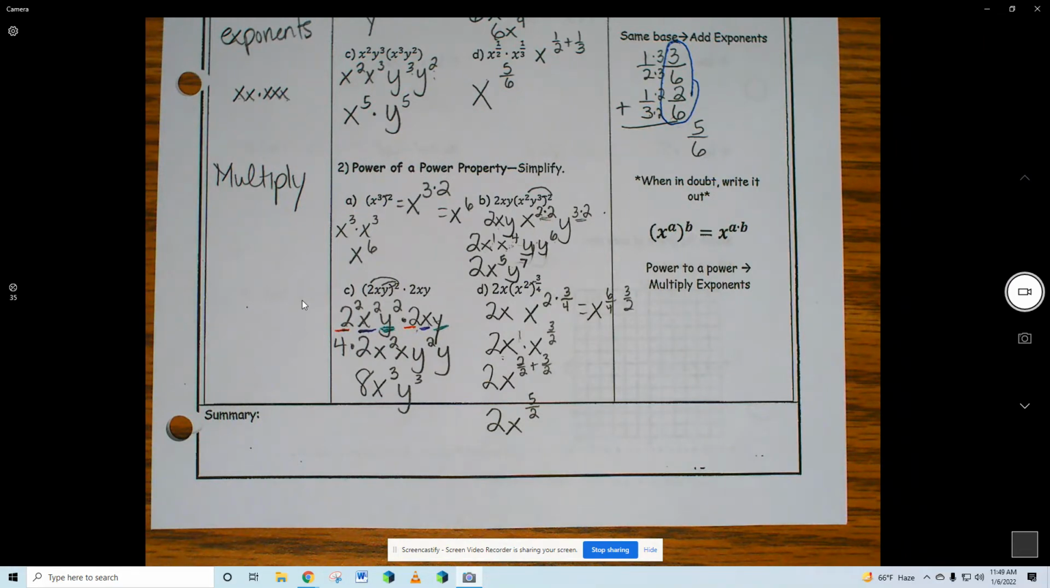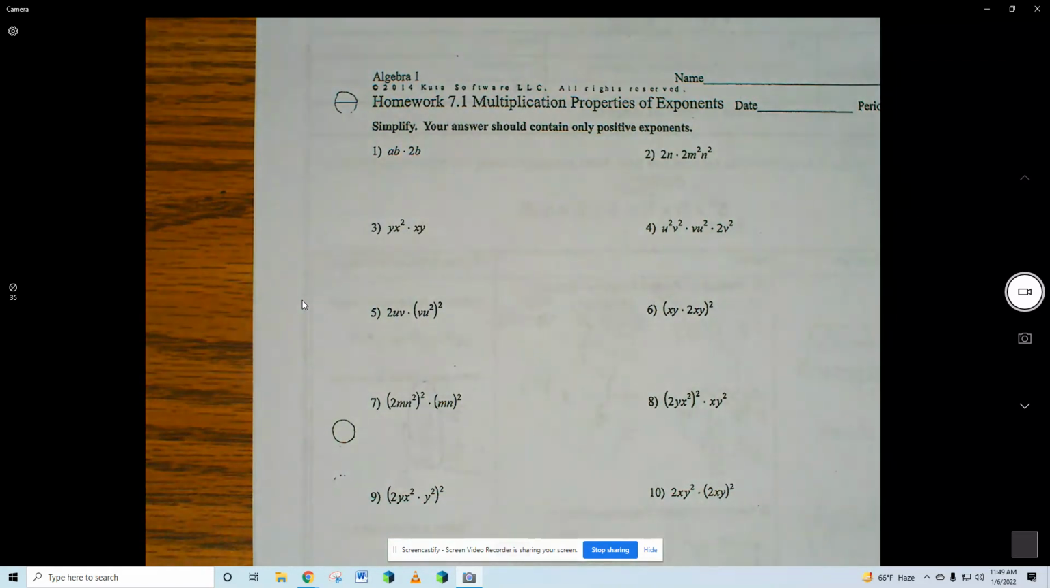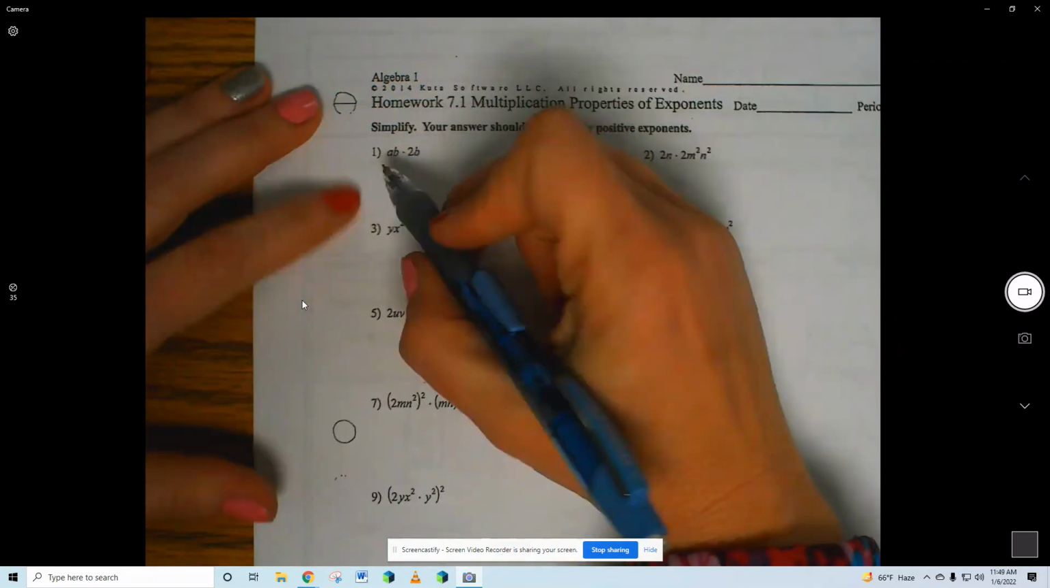On the next pages, I have lots to do. I want to do a couple on the video with you from the first page just to make sure, because there's 20 questions total for homework. All right, put these together.